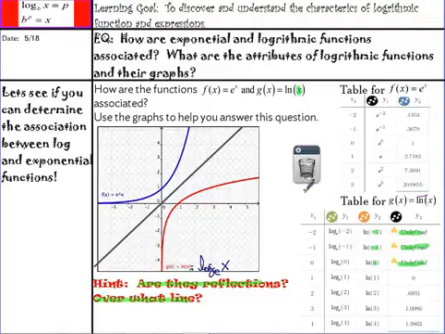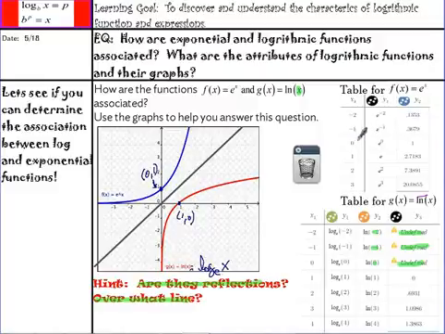As a matter of fact, if I was to look at a couple of specific points, say the y-intercept here, the y-intercept of e to the x is at (0, 1). That is the y-intercept of e to the x. For the natural log of x, the x-intercept is at (1, 0). So you can see the coordinates there have been switched.